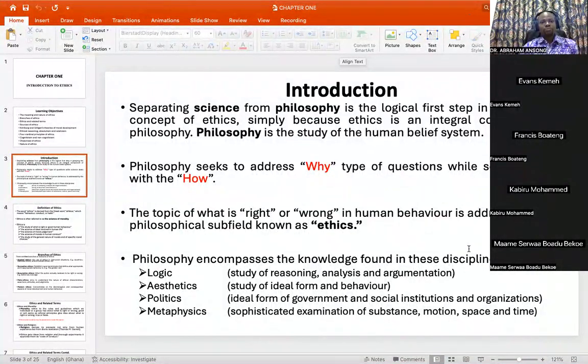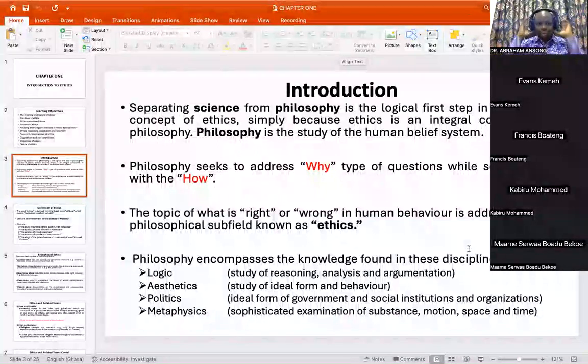All right. Some will rely on metaphysics, the sophisticated examination of substance, motion, space, and time, to be able to address the issue of philosophy. All right. So there are still people that are still trying to find out. In fact, every year or every other century, there is a discovery of a new planet, and so on and so forth. And some people will rely on this to address or answer questions that do not lend themselves to laboratory investigations. Okay, so that is the realm.